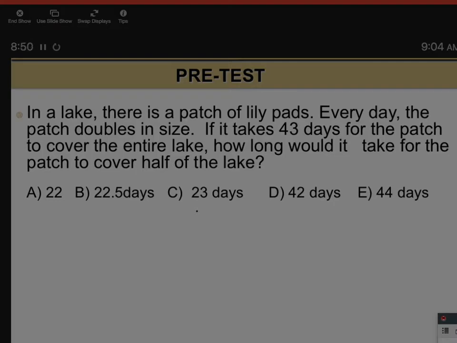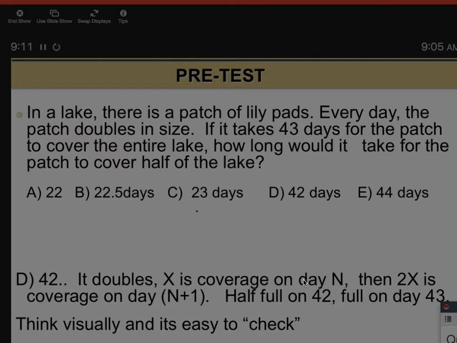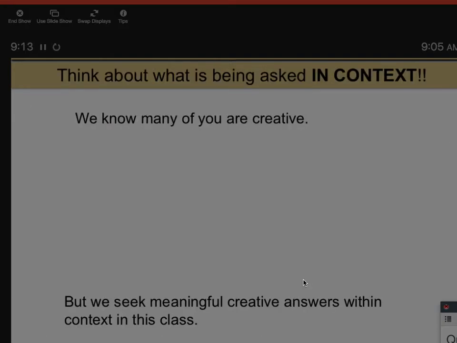Okay, so most people got the answer was 42. So you're getting used to the tricky questions. Hopefully that will continue throughout the semester. So it must be half full on day 42 so that when it doubles, it becomes full on day 43. This one's actually, if you think about it visually, sort of easy to check. There are going to be lots of questions in the semester. This is one I borrowed from Dr. T.